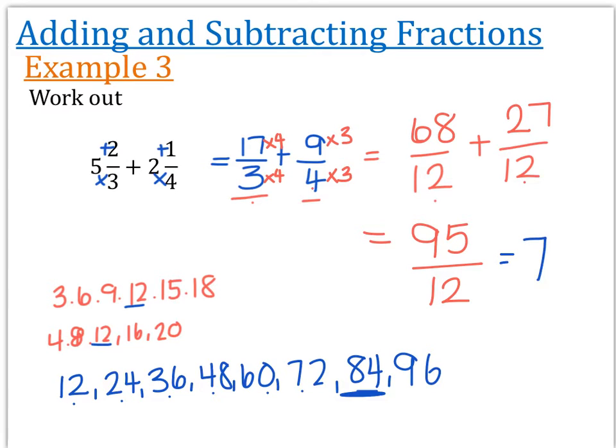And then we have to count how many is left over from 95 if we stopped at 84. Oh, I think there's 11 left over. 11 out of 12. So that's our final answer. 5 and 2/3 plus 2 and 1/4 is 7 and 11/12.